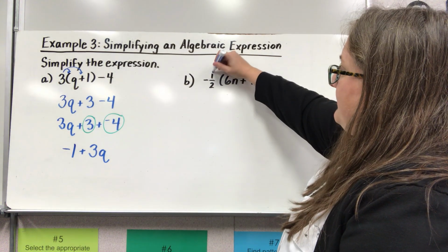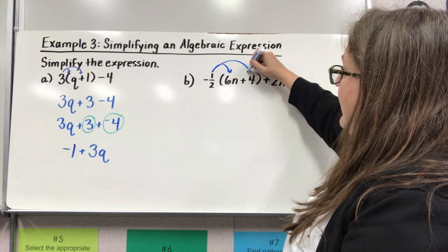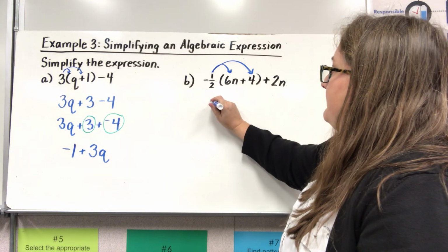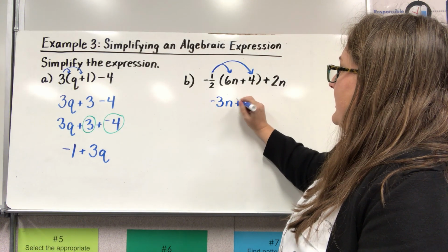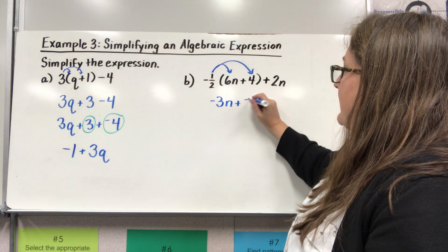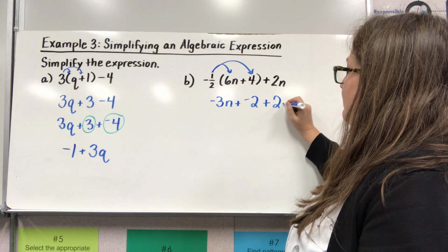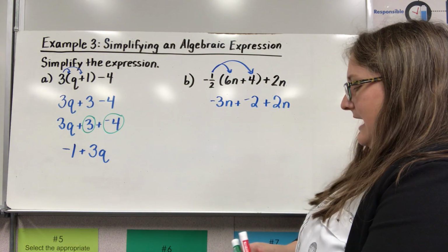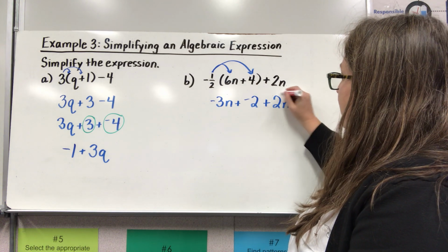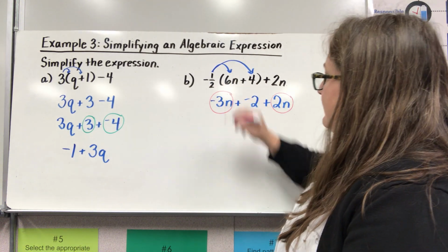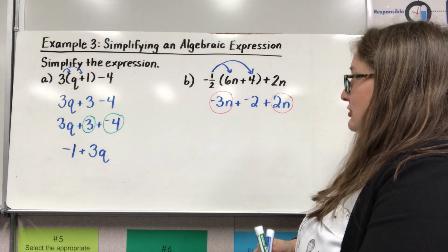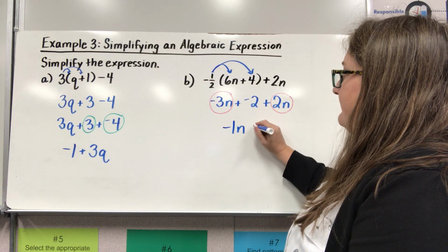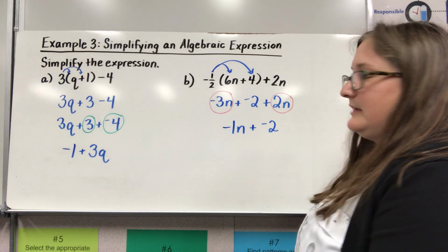Let's try this guy. I'm going to multiply in my negative 1/2. So I'm multiplying by a negative and taking half of something. So this one's going to become negative 3n plus negative half of 4 will become negative 2 plus 2n. So right now, this is already written as addition. I'm going to look to combine, and I see I've got two problems here with n's. So negative 3n and 2n is going to become negative 1n. This guy doesn't have anyone to combine with, so he's just plus negative 2.